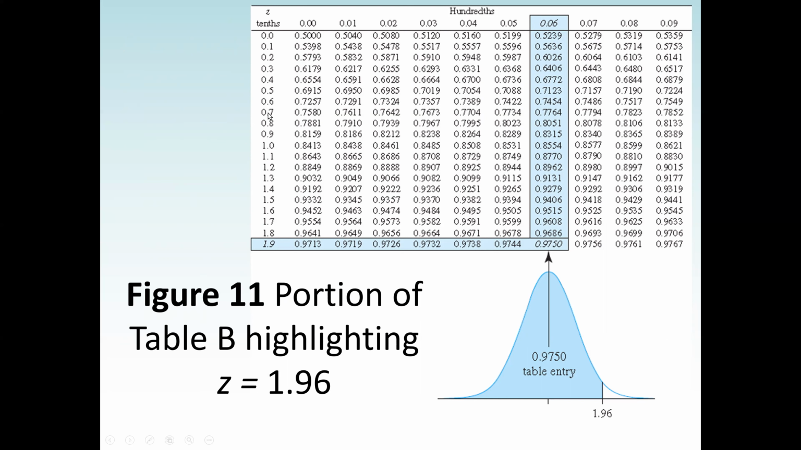Now if it's 0.72, I will go to 0.7 and I'll look for 0.02. So 0.02 is the third column. So the answer will be 0.7642. Again, the probability values here are from 0 to 1.